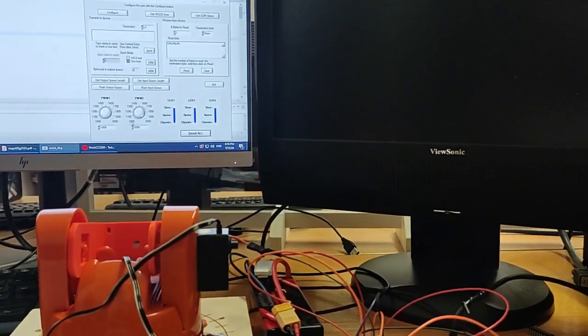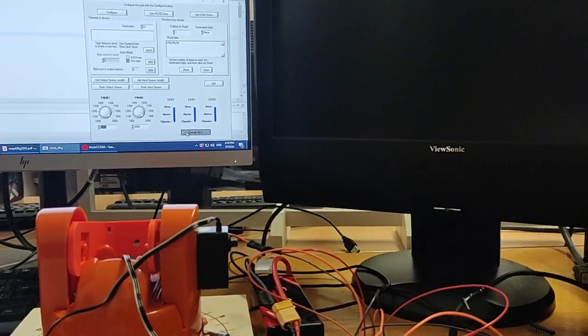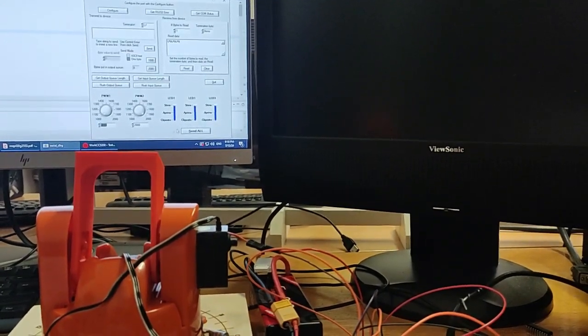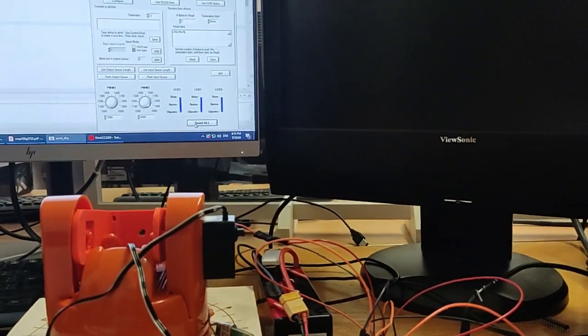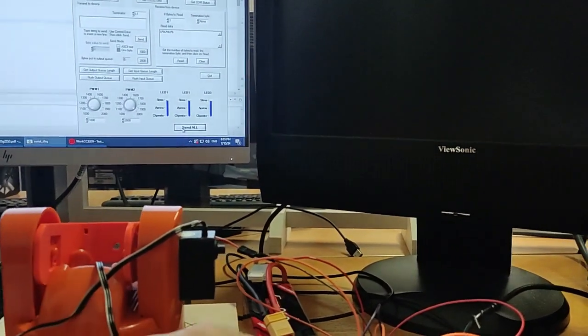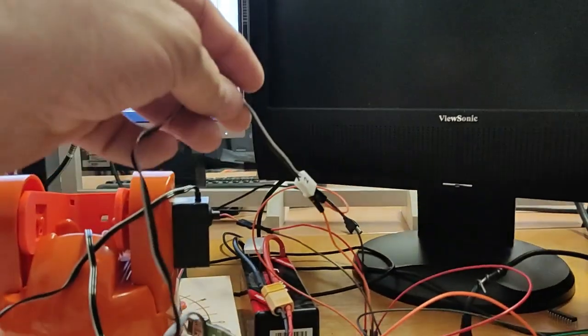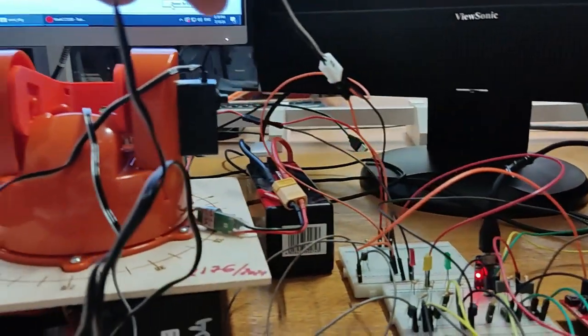Now, the solution. By replacing the wires with shorter ones, the problem is solved.